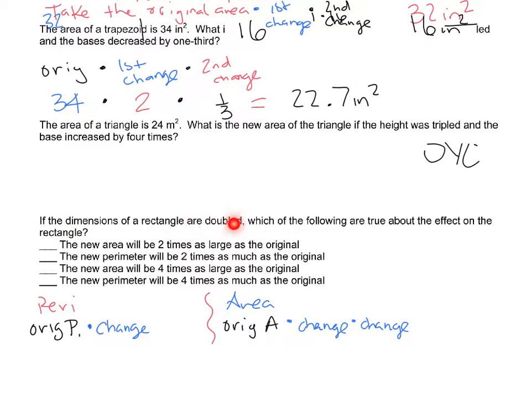So, if the dimensions of a rectangle are doubled, okay, that means we're multiplying it by 2. So the perimeter would be 2 times bigger. But the area would be times 2 times 2, which would actually lead it to be 4 times bigger. So the new area will be 2 times. That's not right. The new perimeter, though, will be 2 times. That is correct. The new area will be 4 times, and that one's also correct. The new perimeter will be 4 times. That's a no-go. Alright, so that kind of sums up the effects of changes.